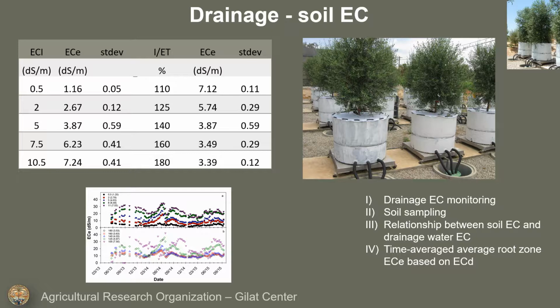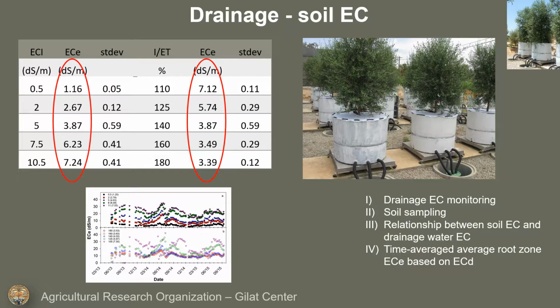Then, as we looked over time, we were able to take that and have a time averaged profile average salinity, which means we can have a single number, what we call ECe here, or the saturated paste salinity, that represents each individual tree or each individual treatment. Right, meaning that each of these treatments has a defined average soil salinity that the trees were seeing. And then we can do things like this.